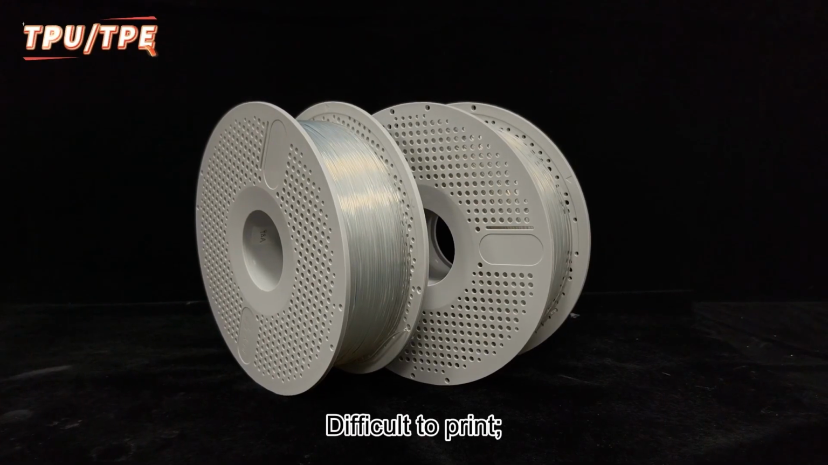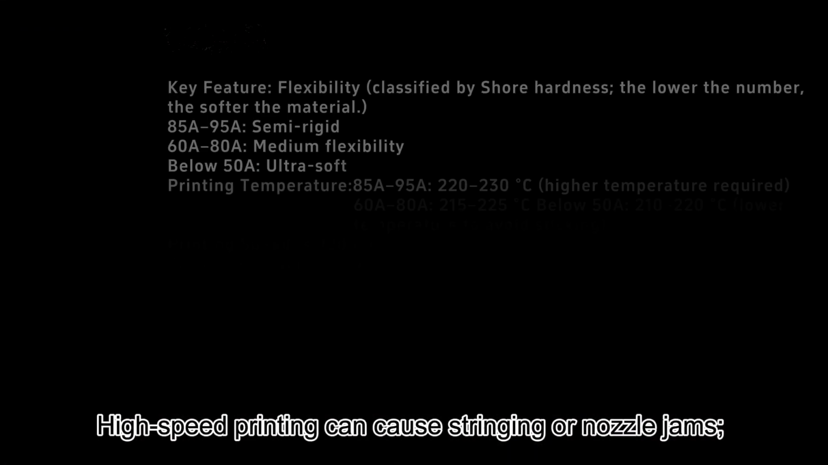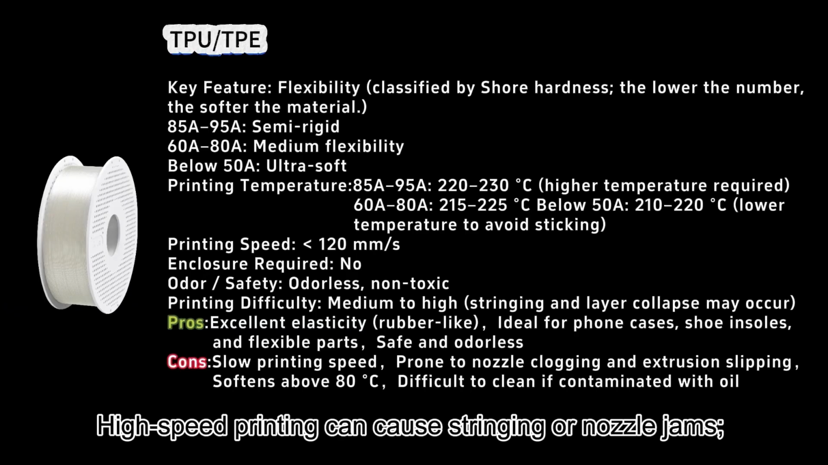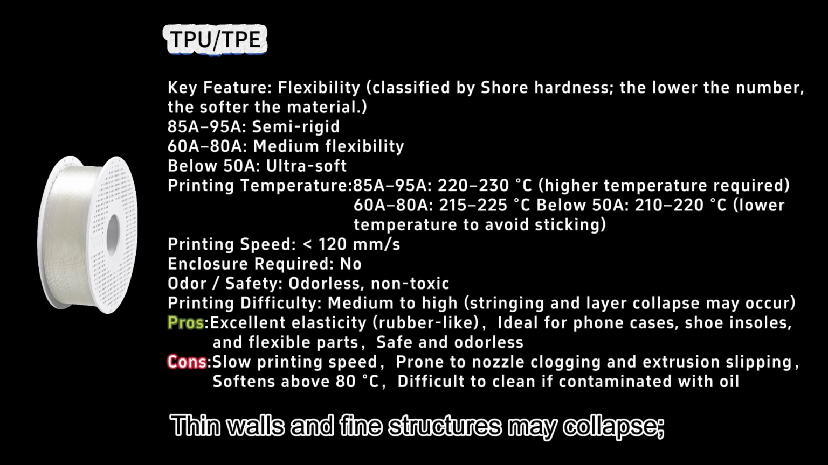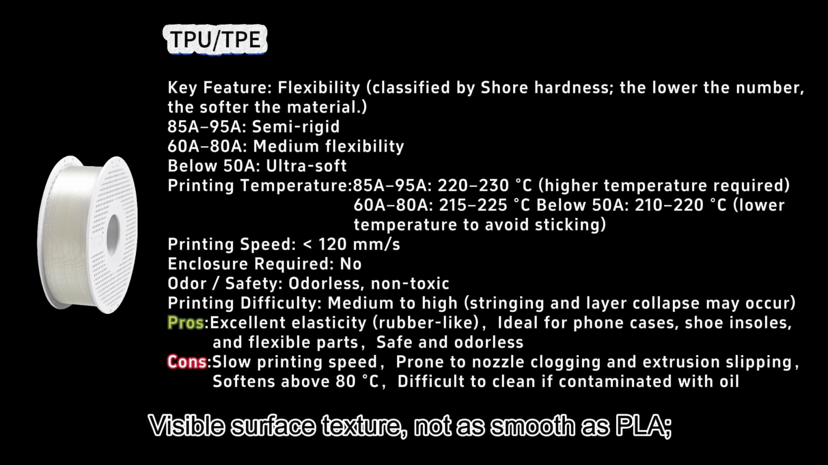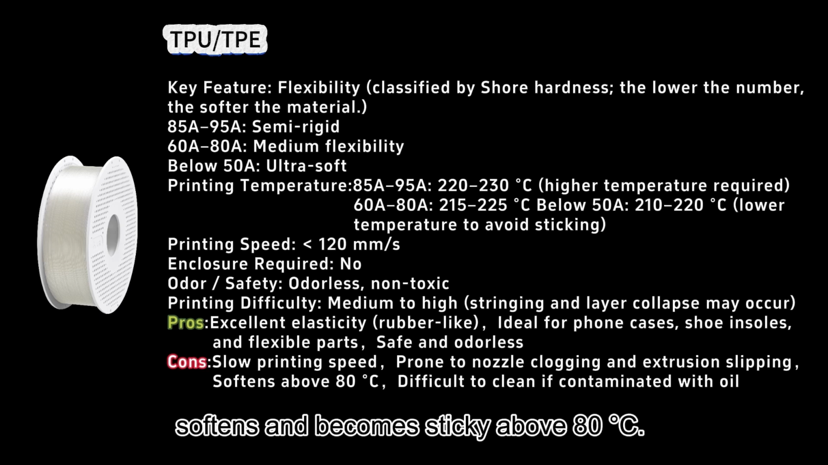Disadvantages: difficult to print. Soft material deforms easily and may slip during feeding. High-speed printing can cause stringing or nozzle jams. Recommended speed is 20-40 mm per second. Thin walls and fine structures may collapse. Visible surface texture, not as smooth as PLA. Easily stained by oil and grease. Ages easily at high temperatures. Softens and becomes sticky above 80 C.